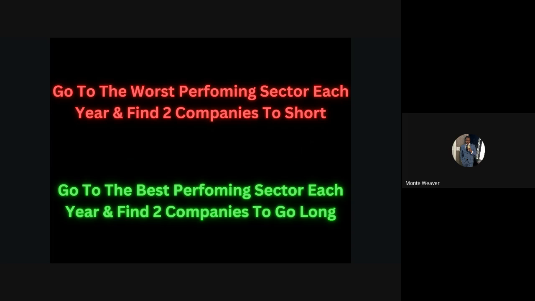Okay, go to the worst performing sector each year and find 2 companies to short. I talked about Google Finance and showed you where to see the performance of the sectors of the market. Then go to the best performing sector each year and find 2 companies to go long, right? The best performing sector this year is financials. So I will look to go long Visa, American Express, MasterCard. There's 3 companies for you right there.